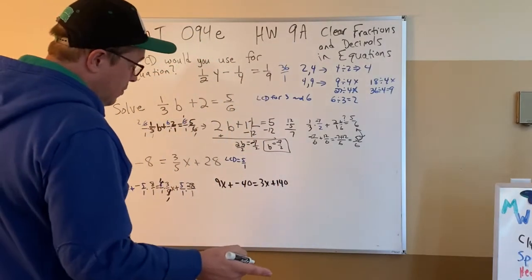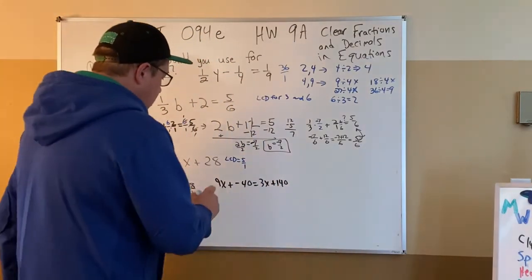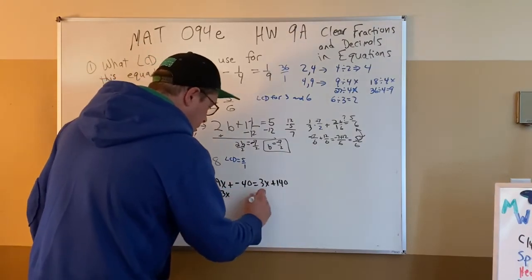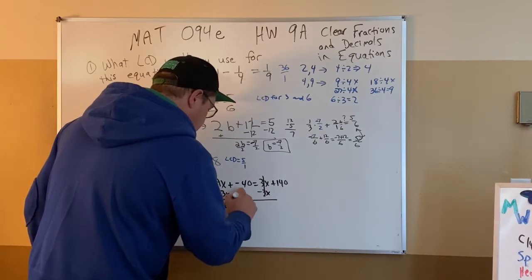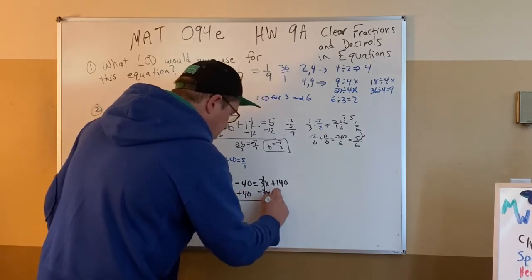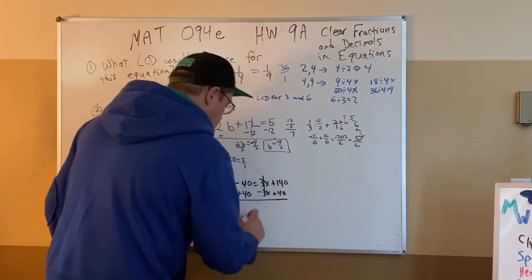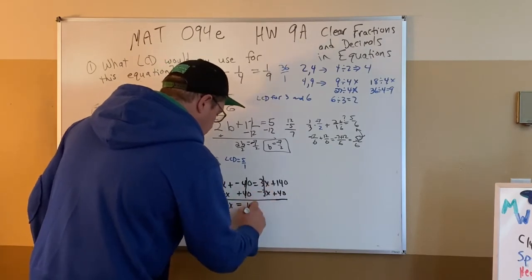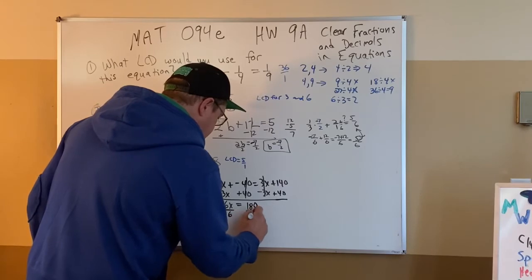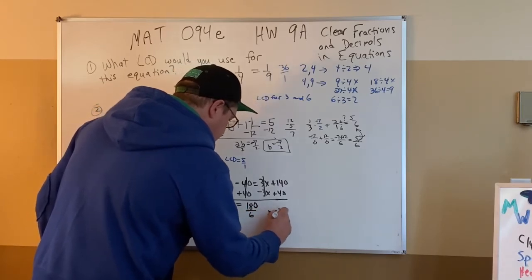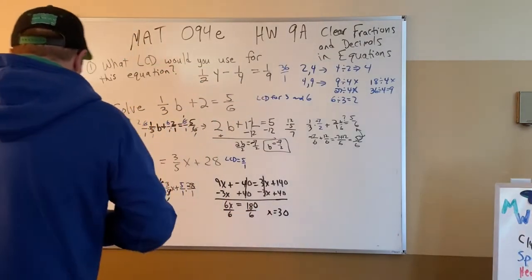Now I must get rid of the worst bank balance for x. 3 is worse than 9, so I'll get rid of 3x. Gone, this makes 6x. This has to go, so plus 40. That's gone, equals 180. Divide by 6, and you'll see 30 for my answer. My solution here is 30. So 30 should work in the original.